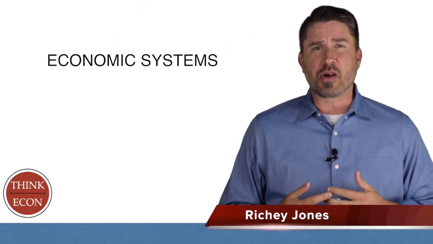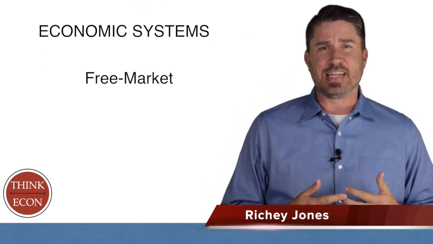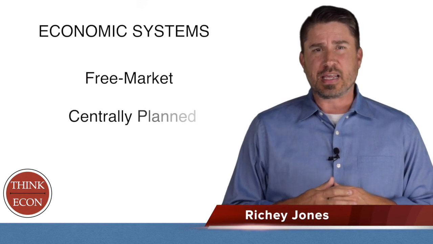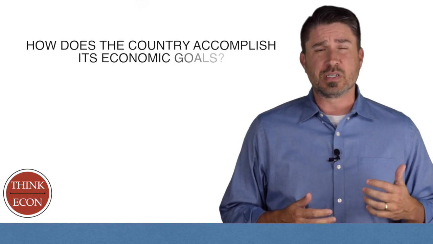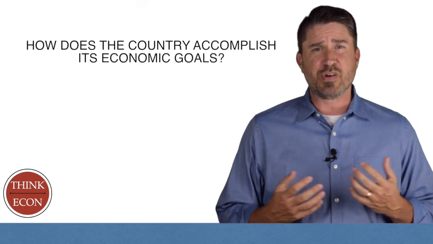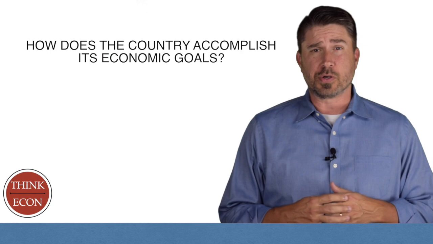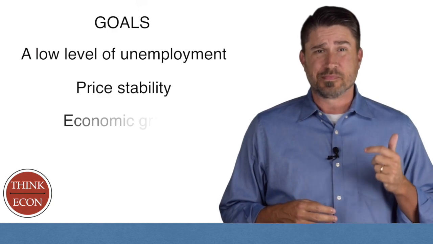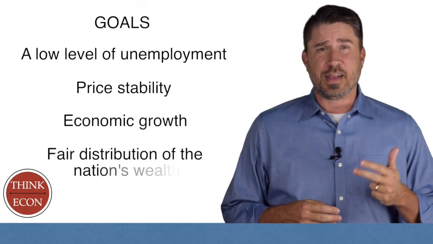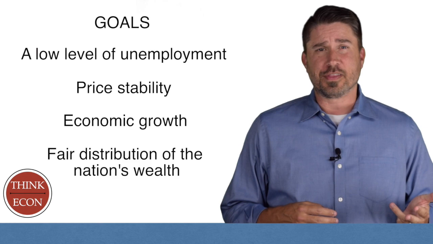We have free market economies or capitalist societies, and we have centrally planned economies or socialist societies like Cuba, North Korea, China, etc. What distinguishes capitalism from socialism is the way in which the country attempts to accomplish its economic goals. Every country, whether capitalist or socialist, has the same goals, which are a low level of unemployment, price stability, economic growth, and a fair distribution of the nation's wealth.